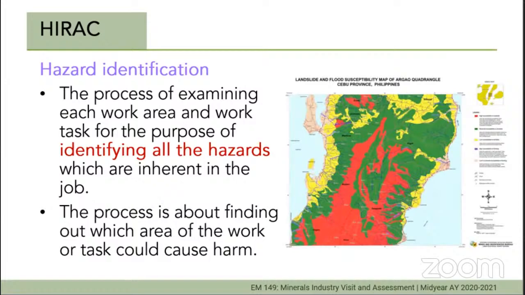This one is a landslide and flood susceptibility map, okay, of a certain area in Cebu. So nag-identify sila ng areas that are susceptible to landslides and floods. Okay, so we are done with HI. Let's move on to the risk assessment or RA.